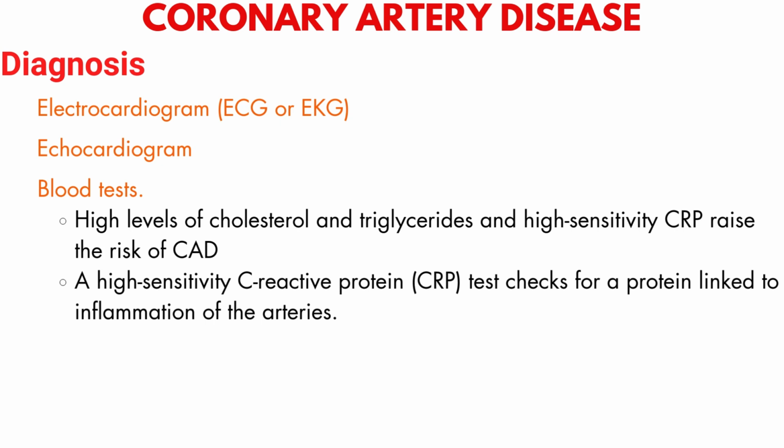Blood test. A sample of the blood can be checked for issues that raise the risk of coronary artery disease. They are high cholesterol, high triglycerides, and high sensitivity CRP. A high sensitivity C-reactive protein test checks for a protein linked to inflammation of the arteries.